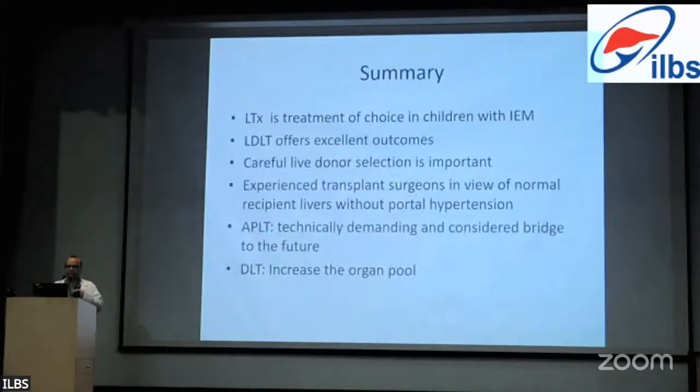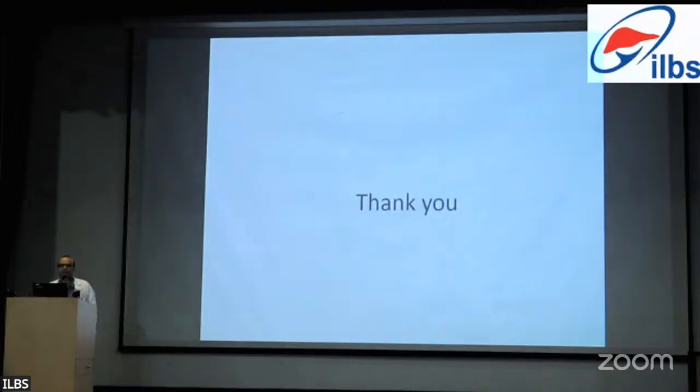To summarize, liver transplantation is the treatment of choice in children with inherited errors of metabolism. LDLT offers excellent outcomes. Careful liver donor selection is important. Experienced transplant surgeons are needed, in view of normal recipient livers without portal hypertension. Auxiliary partial liver transplant is technically demanding and considered a bridge to the future. Domino liver transplant definitely increases the organ pool. Thank you.